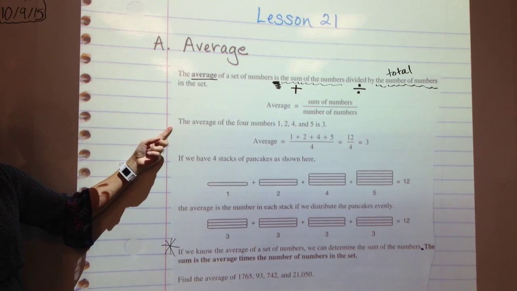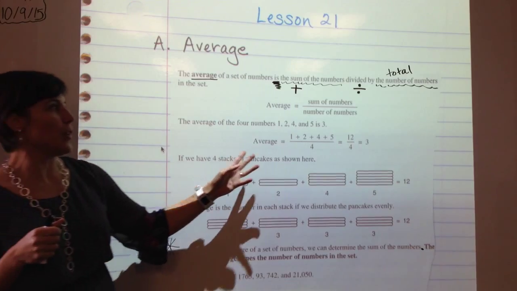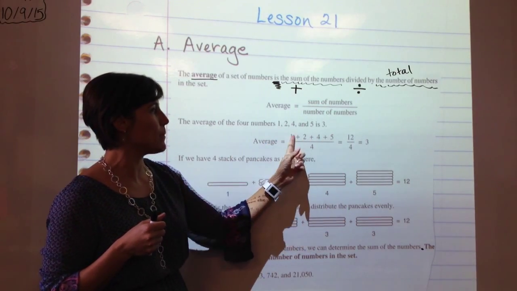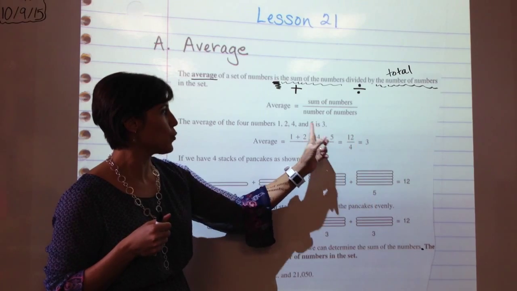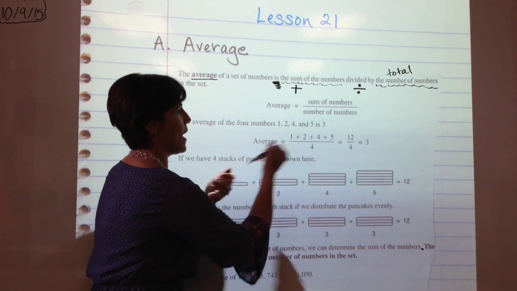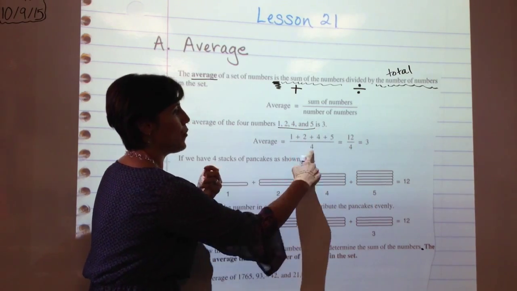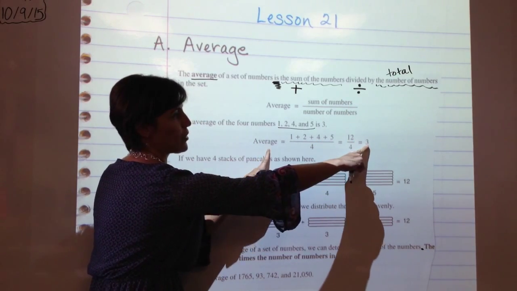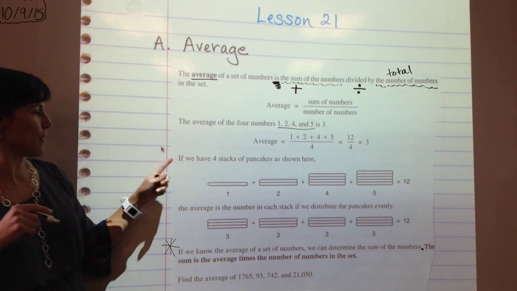The average of the four numbers 1, 2, 4, and 5 is 3. So here's an example. We've got a 1, a 2, a 4, and a 5. We add them together, we get 12. There's 1, 2, 3, 4 of them in the set. The number of numbers in the set is 4, so we divide by 4, and that's what gives us our average, which is actually 3.